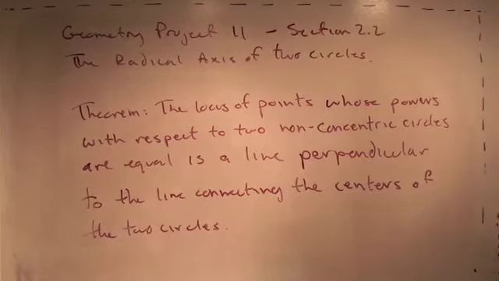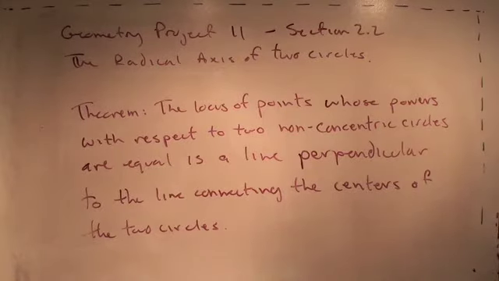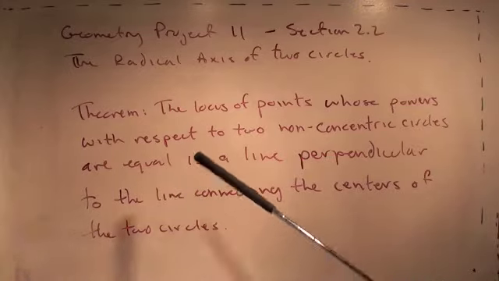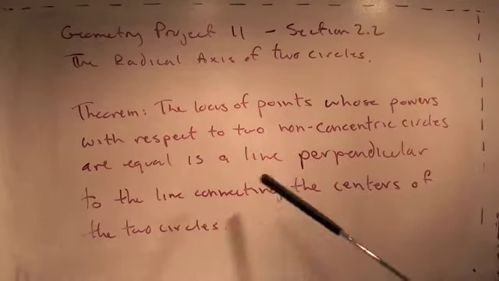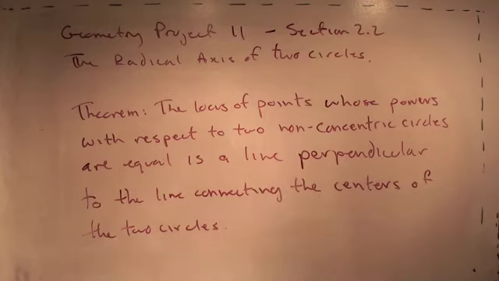This is section 2.2 of Geometry Revisited, the radical axis of two circles. So we're going to learn about something called the radical axis, and we're going to prove the following theorem. The locus of points whose powers with respect to two non-concentric circles are equal. So you take the locus of points with respect to two circles who have equal powers, and that is a line perpendicular to the line connecting the centers of the two circles.